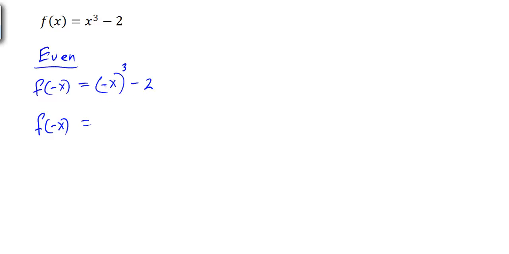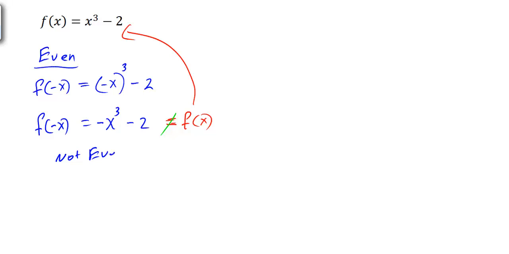And once again, if we have a negative raised to an odd power, that's going to remain negative. So we'd have minus x cubed minus 2. And does this equal the original function f of x? And the answer is no. This does not equal, so therefore the function is not even. And if we want to test for an odd function, once again, we already know that f of negative x is a negative x cubed minus 2.